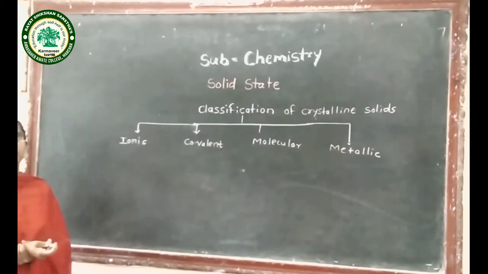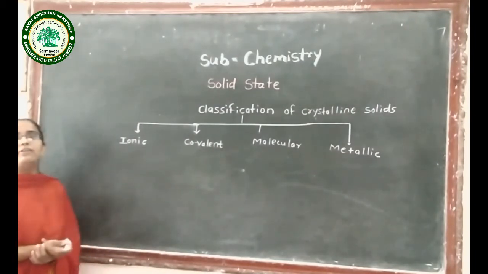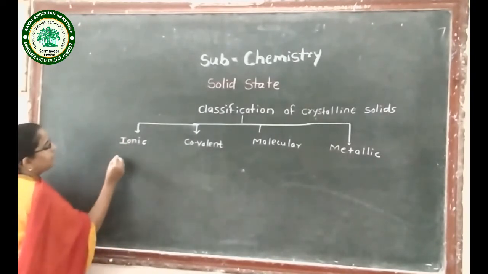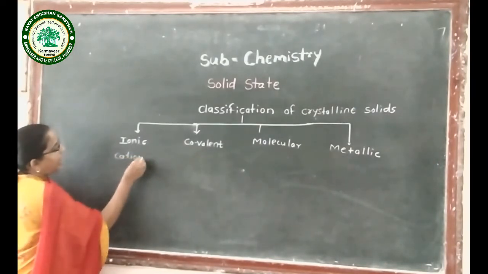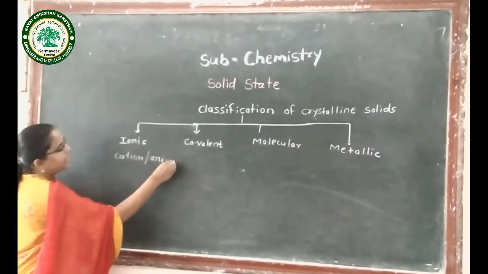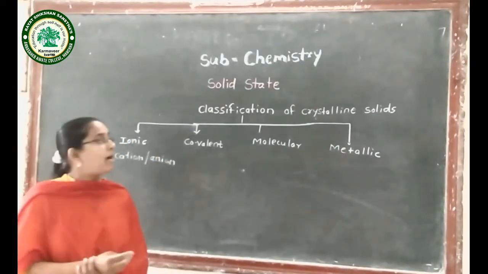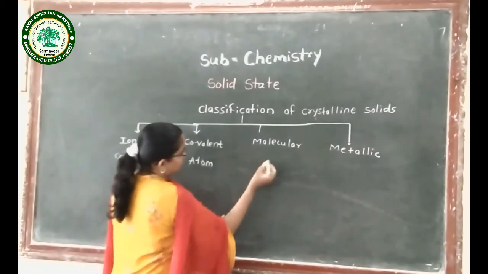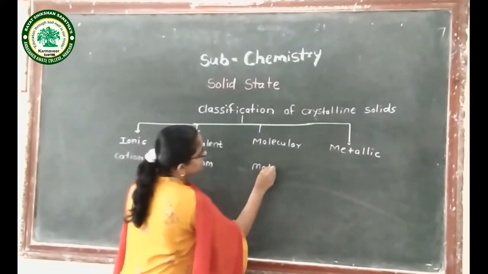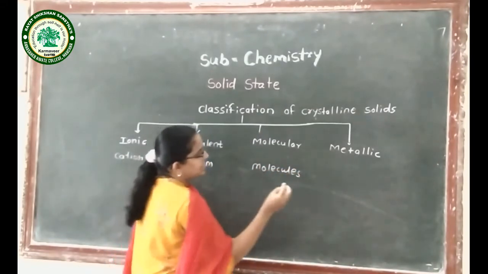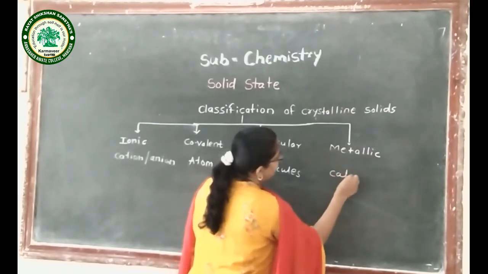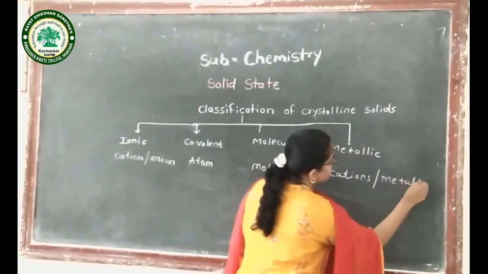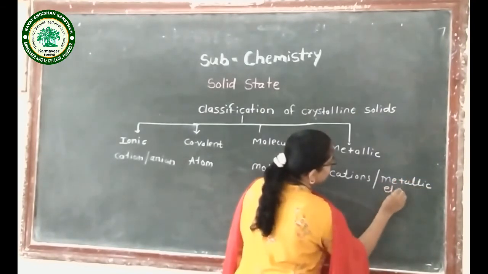Now, force of attraction between these crystals. Ionic crystals are formed due to cations and anions, means particles present in ionic crystals are cations and anions. In covalent solids, particles are atoms. In molecular solids, particles are molecules. And in metallic solids, particles are cations and metallic electrons, electrons present in metals.